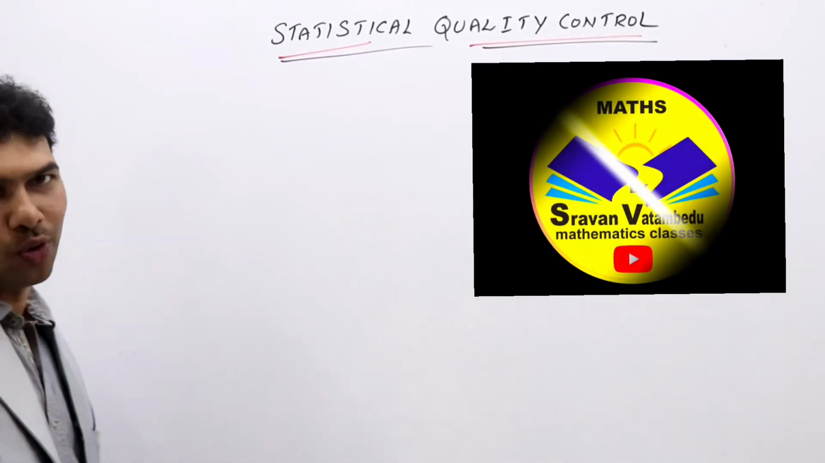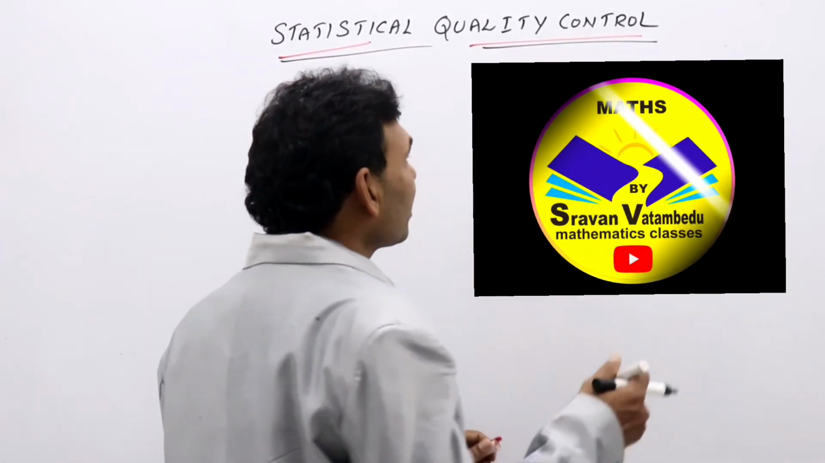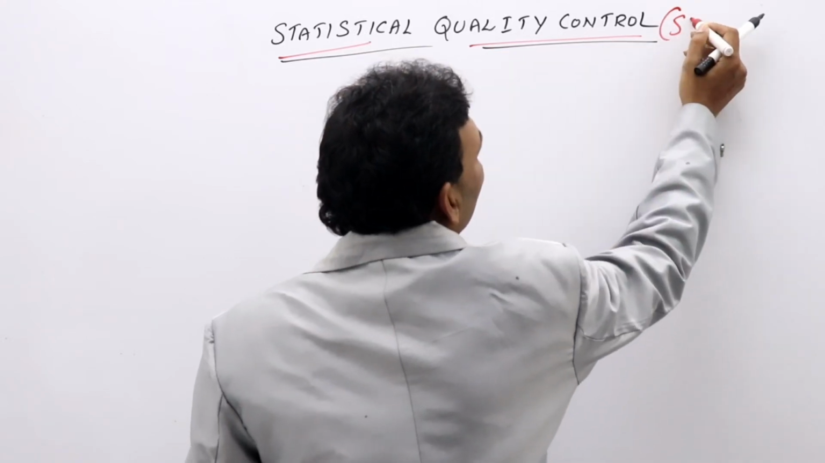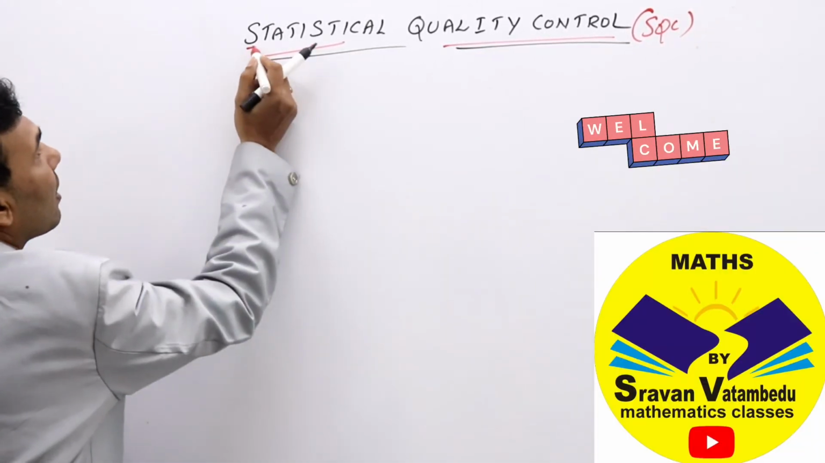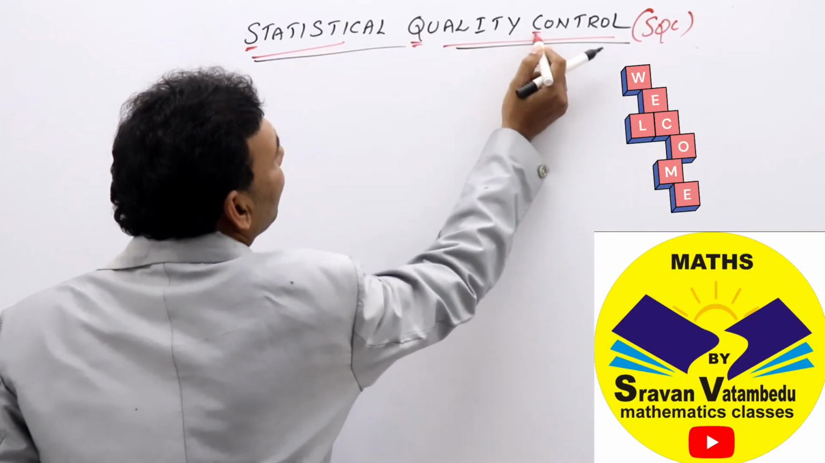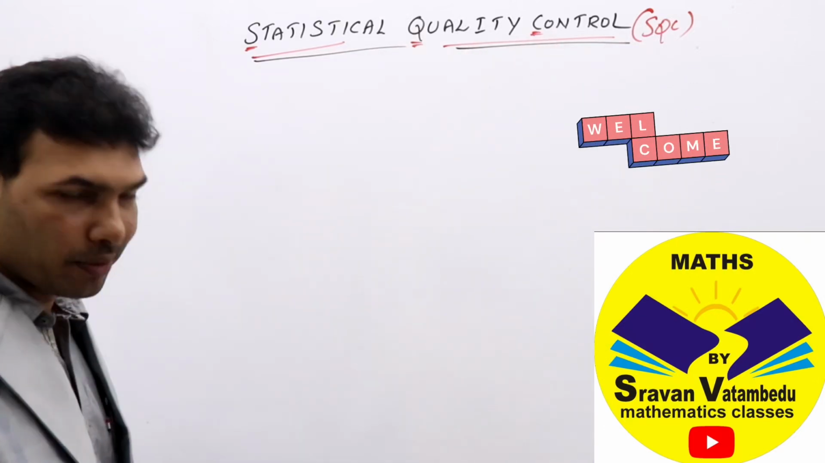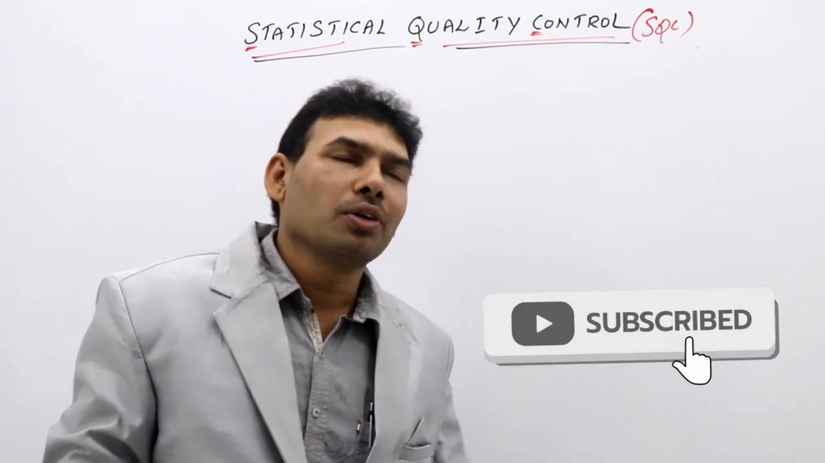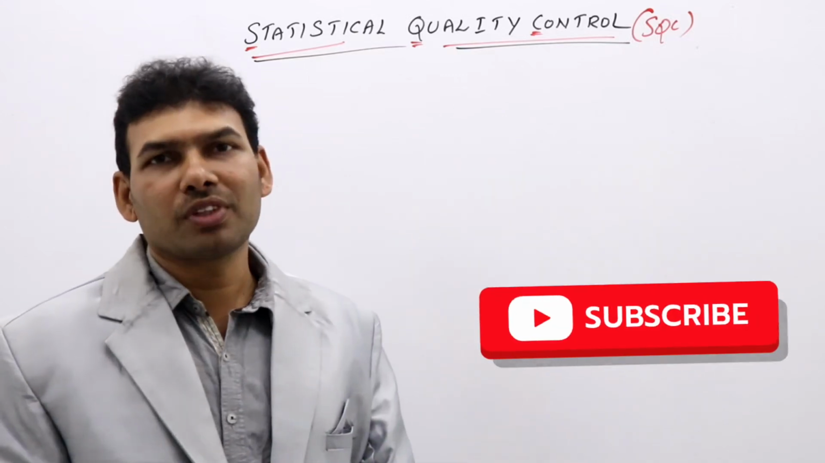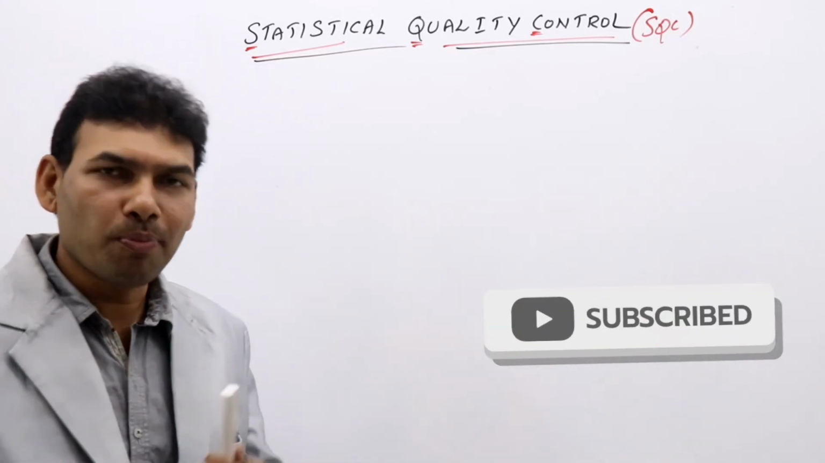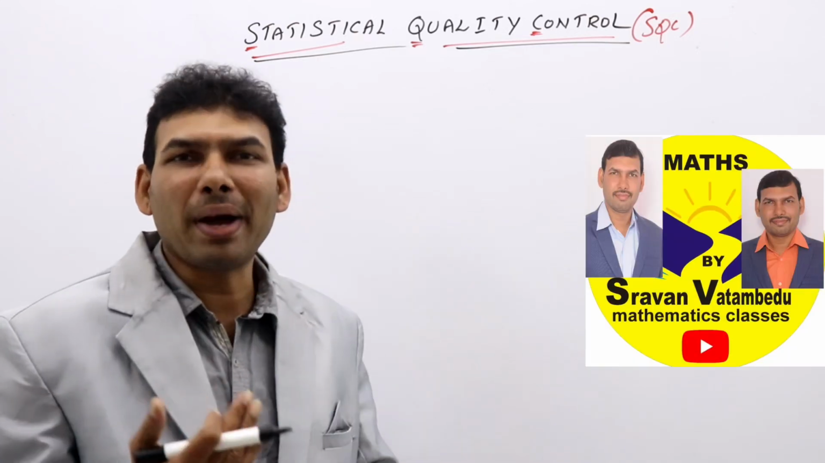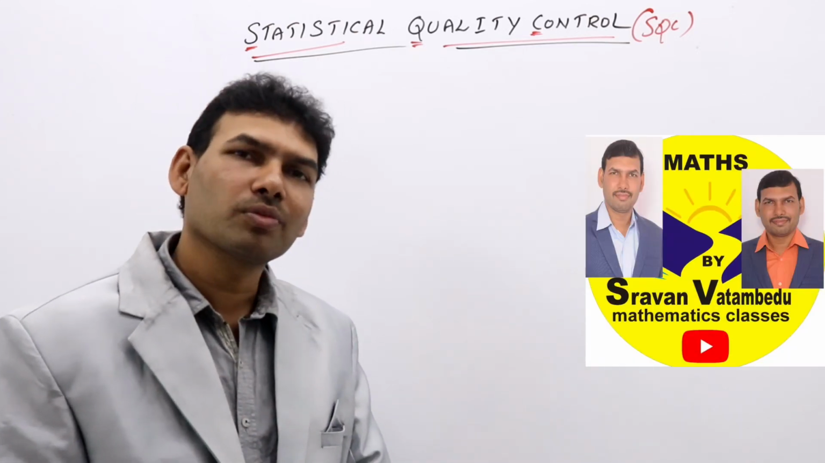Statistical Quality Control. So we can call this one simply as SQC. Statistical Quality Control. Name itself says it. Quality control. The standards. If you want to produce a product, if you want to manufacture a product, you will have some standards.